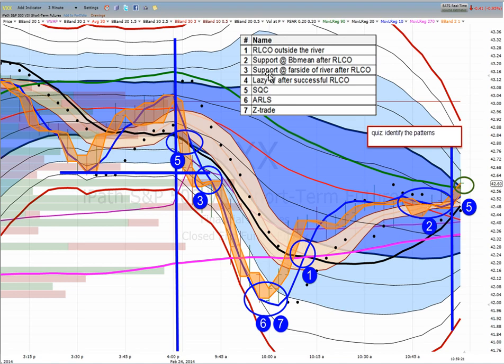At 2, what we have is support at the Bollinger Band mean after a successful RLCO. This is a successful RLCO pattern. It entered the river, got past the Bollinger Band mean, and then has failed to fail. So that's actually a pattern number 2.